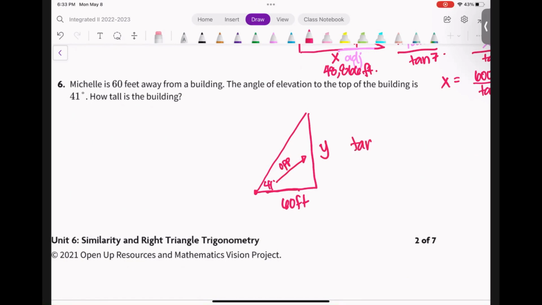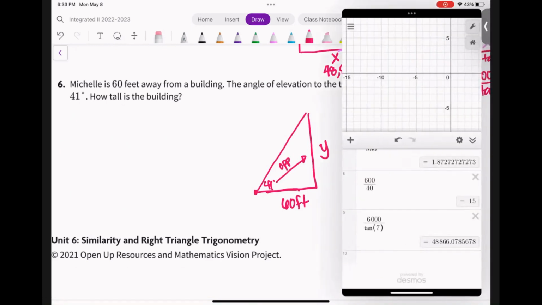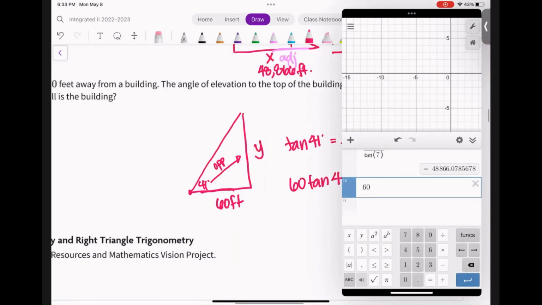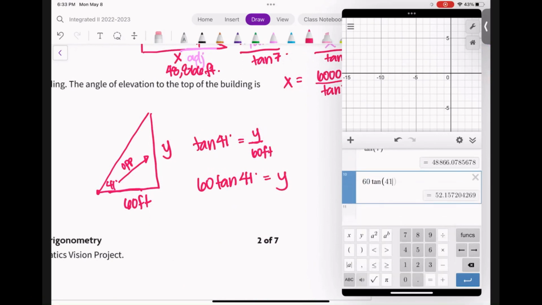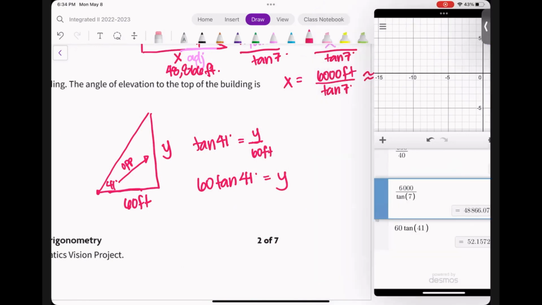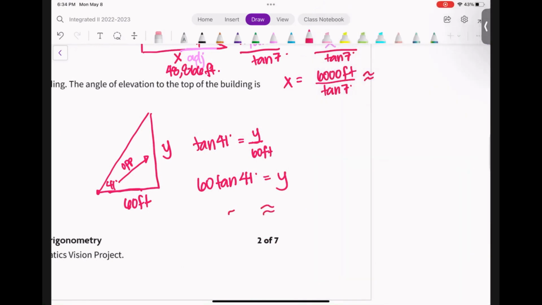So yeah, some of you are like, oh, I get this, Miss Johnson. It's tangent of 41 degrees equals y over 60 feet, which is 60 tan 41 degrees equals y. And so that on my calculator is about 52.2 feet.